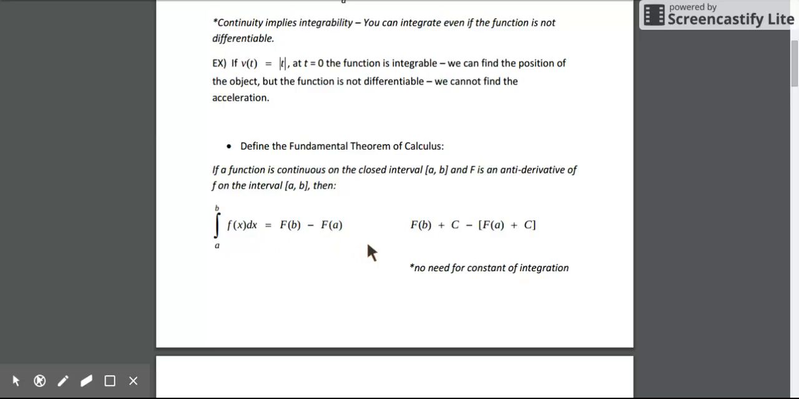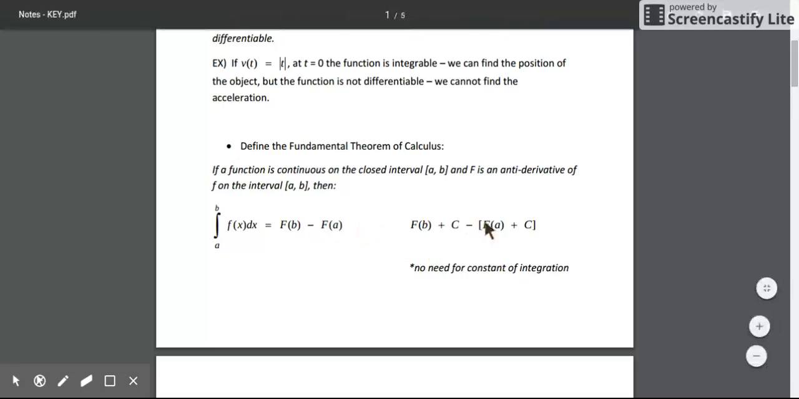We no longer need the constant of integration, and here's why. If I'm subtracting, if I was to give both of these a constant of integration, I have F of b plus C minus the entire F of a plus C. So we've got to distribute that minus sign. So when we subtract C from C, our constant of integration goes away. So when we're evaluating definite integrals, we no longer need that constant of integration.